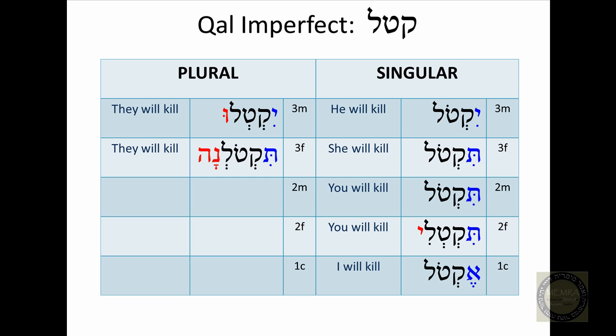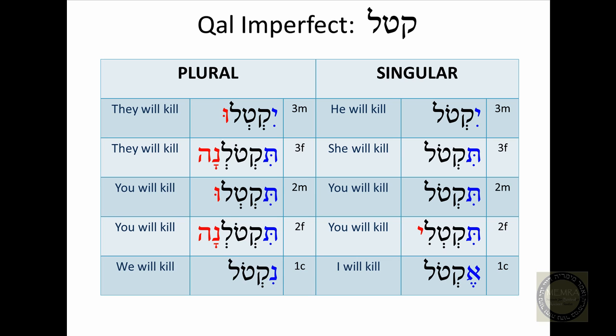Third feminine plural is tiqtolna, they will kill. Second masculine plural, tiqtlu, you will kill. Second feminine plural, tiqtolna, you will kill. And finally, first common plural, niqtol, we will kill.